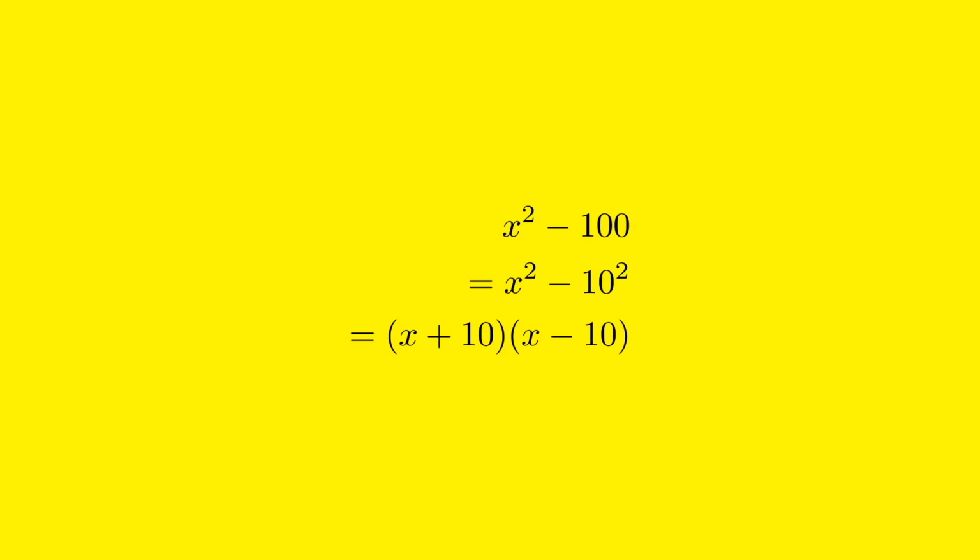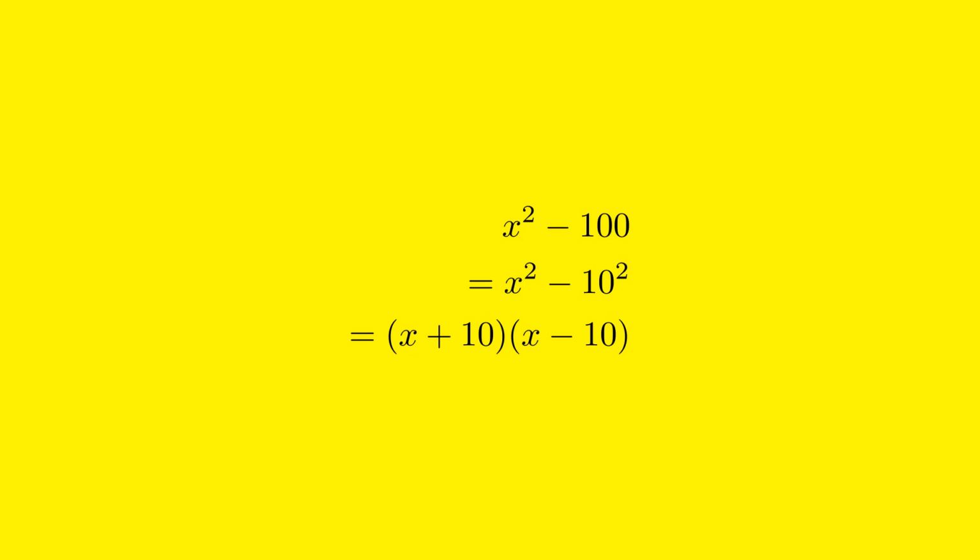To solve the problem x squared minus 100, we begin by recognizing that this is a difference of squares. The expression x squared minus 100 can be rewritten in a factored form as x plus 10 times x minus 10. This is possible because x squared minus 100 equals x squared minus 10 squared.